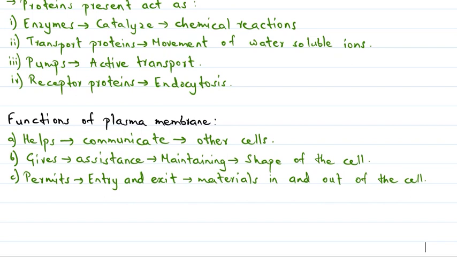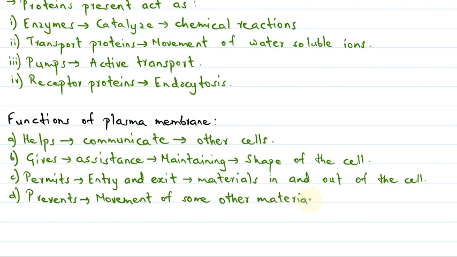Then it also prevents the movement of some other materials. Because of this, the cell membrane is known as a selectively permeable membrane, because it only allows the movement of some materials while it prevents the movement of some other materials.